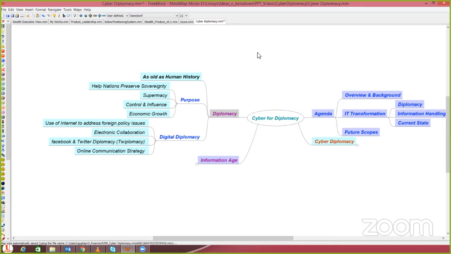And digital diplomacy is basically what we are going to touch upon, which basically addresses the foreign policy issues using internet, right? Some electronic collaboration. We have also seen agents like Facebook and Twitter play into diplomacy, and I saw a term diplomacy to be used in various places, right? These are all again different methods of doing communication, online communication, and influencing the subjects, right?